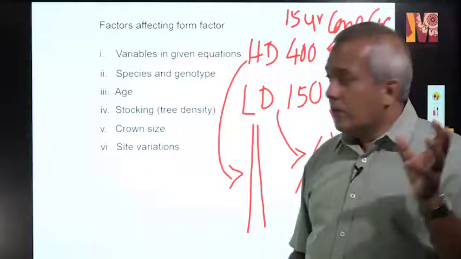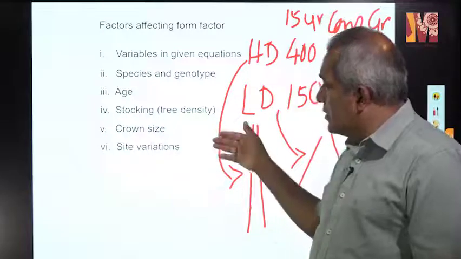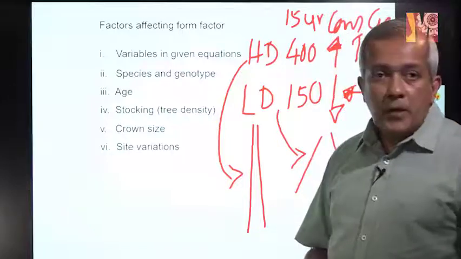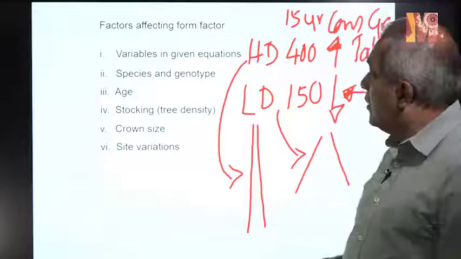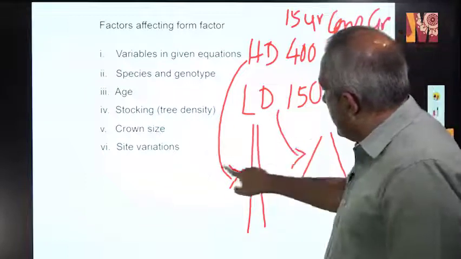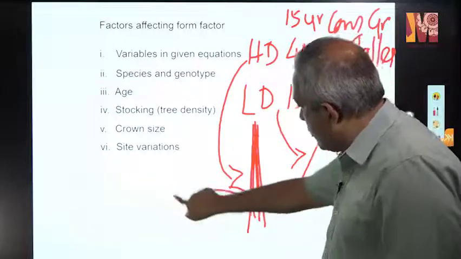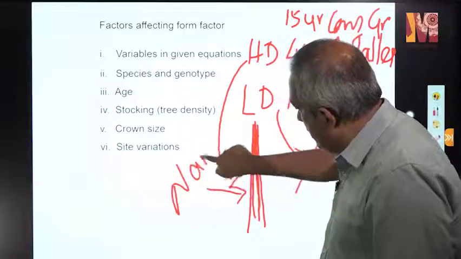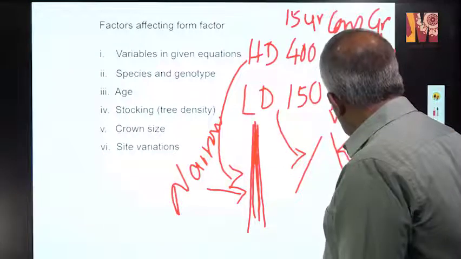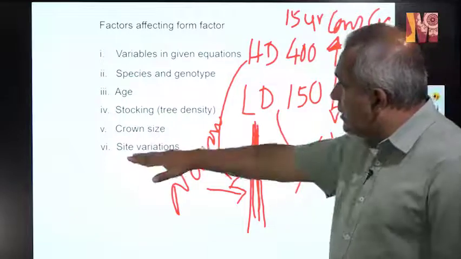If it is very low, the crown size is very narrow, small, the photosynthesis becomes low because of the low number of leaves, low surface area. Therefore, they try to grow again taller. This is with narrow crowns. This is with wide or large crown. These are the differences, and also the site quality.